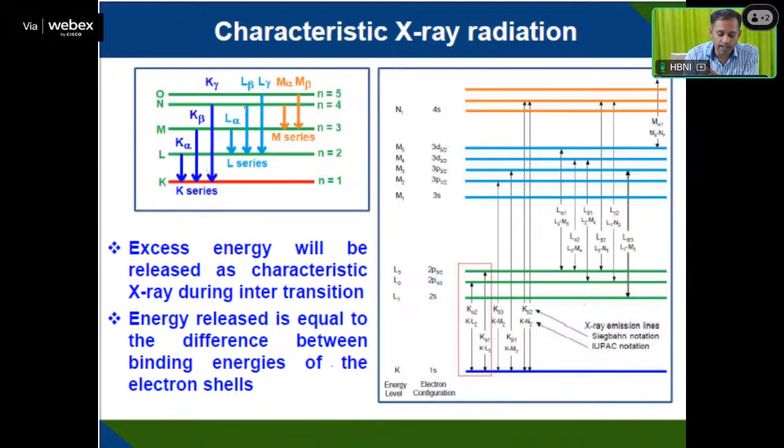Similarly, for transitions from the M shell to the L shell, or higher to the L shell, it will be L alpha, L beta, L gamma, and similarly in the M series, from higher shells to the M shell, it will be M alpha, M beta. The excess energy is released as characteristic X-ray during the transition, and this energy released is equal to the difference between the binding energies of the two electron states.